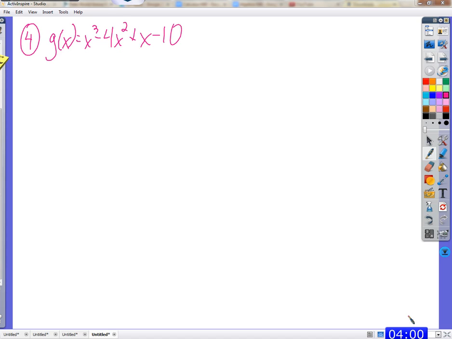So, well, we kind of need a place to start. Is that agreed? I need to tell you 1 is a zero, negative 2 is a zero, 5 is a zero, something like that. Right? But I'm not going to tell you that. So how can you get started? How can you figure out what the first zero is?